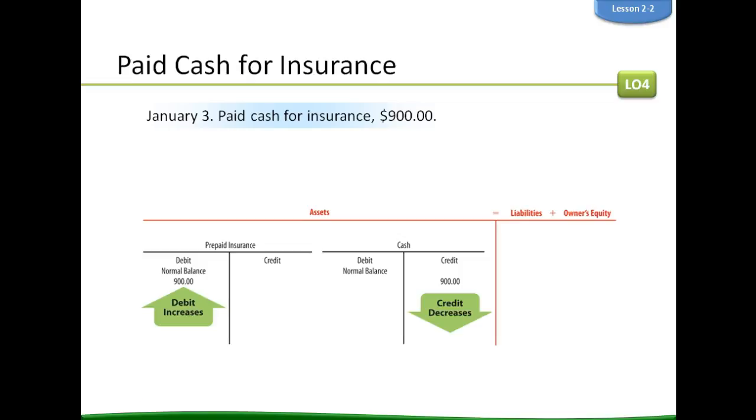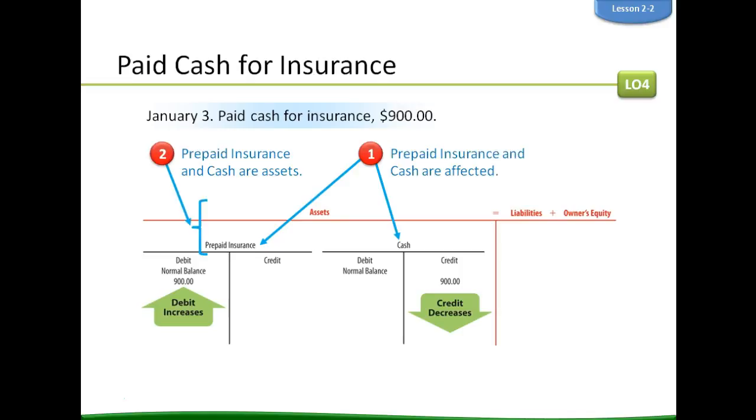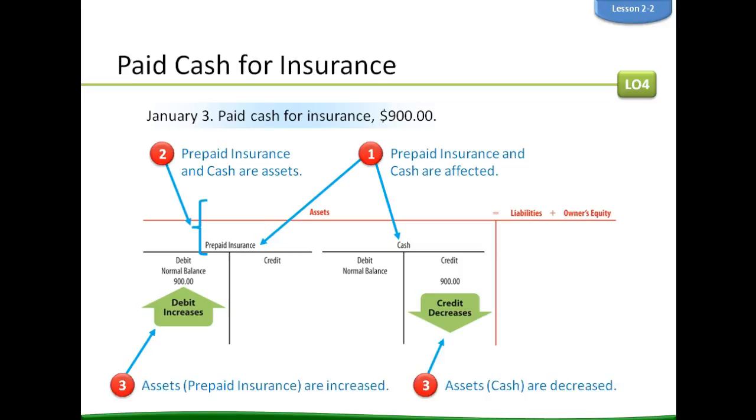So as we think about insurance, prepaid insurance for a business is an asset. Cash is an asset. So these are both on the left side of the accounting equation. So a debit is going to increase and a credit is going to decrease. As we're looking at this particular transaction, we know we're paying out cash. So cash has to be the account that we credit, and then we're going to debit prepaid insurance.